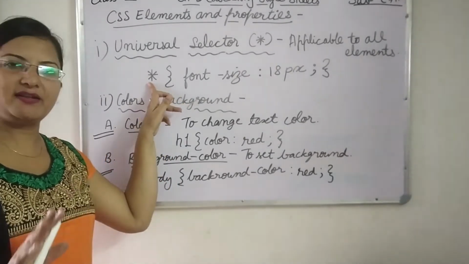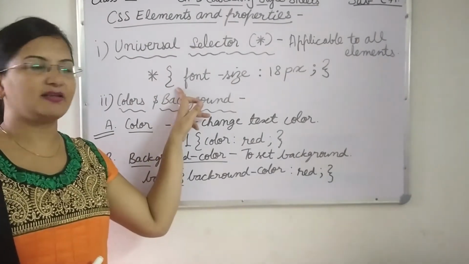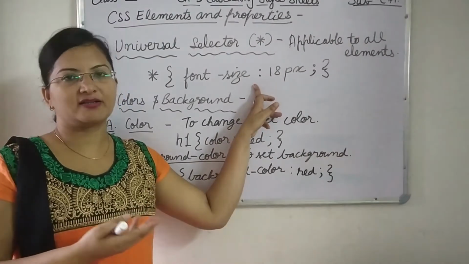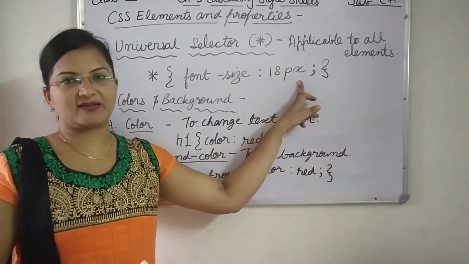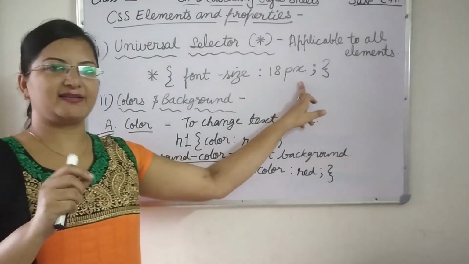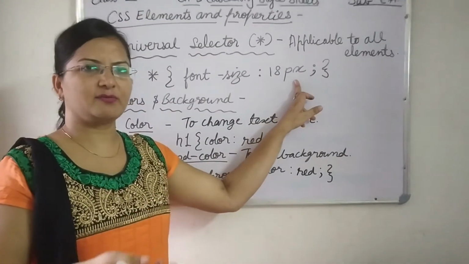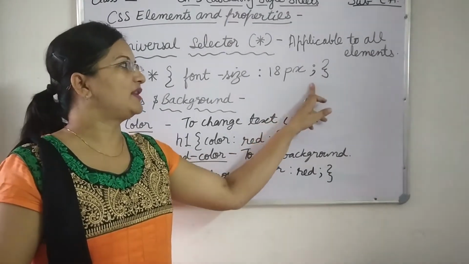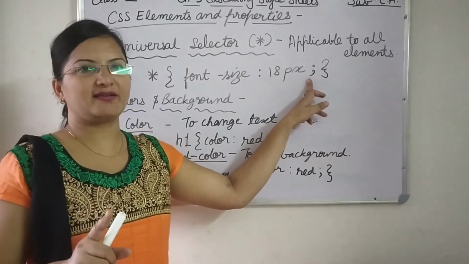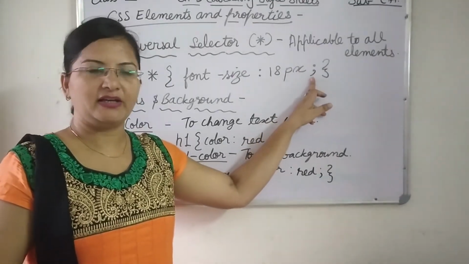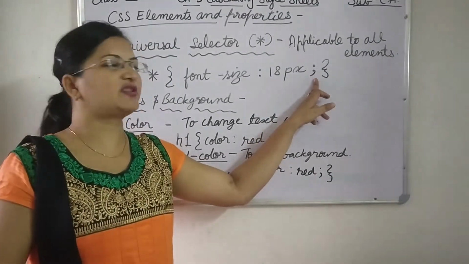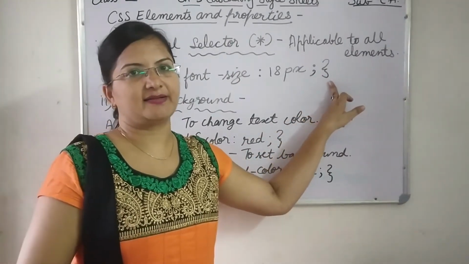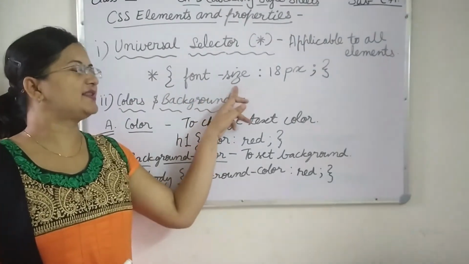I have simply written an asterisk here, then curly brackets, then font-size. Font-size means to set the size of the font. Then 18 pixels. Here I have mentioned the size in pixels. You can write the number also, or you can write in points, PT. Then a semicolon. If there is a single property, there is no need to put a semicolon. If there are two or more properties, then you have to separate them with semicolons. Then the curly bracket ends. So font-size 18 pixels.